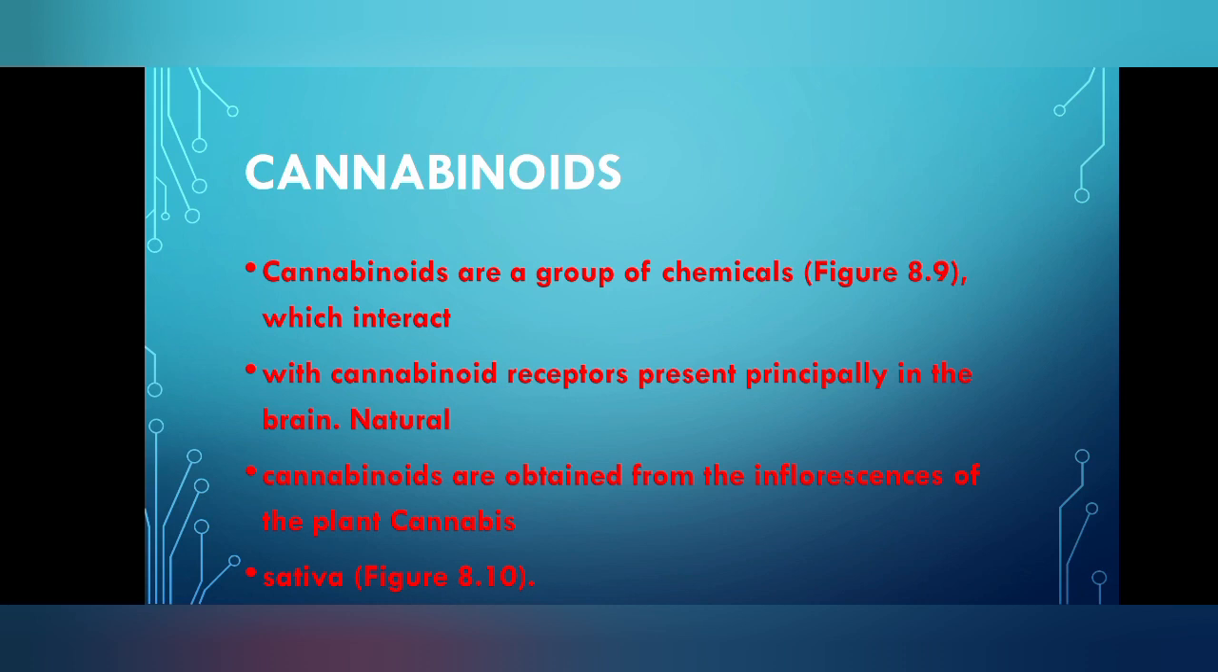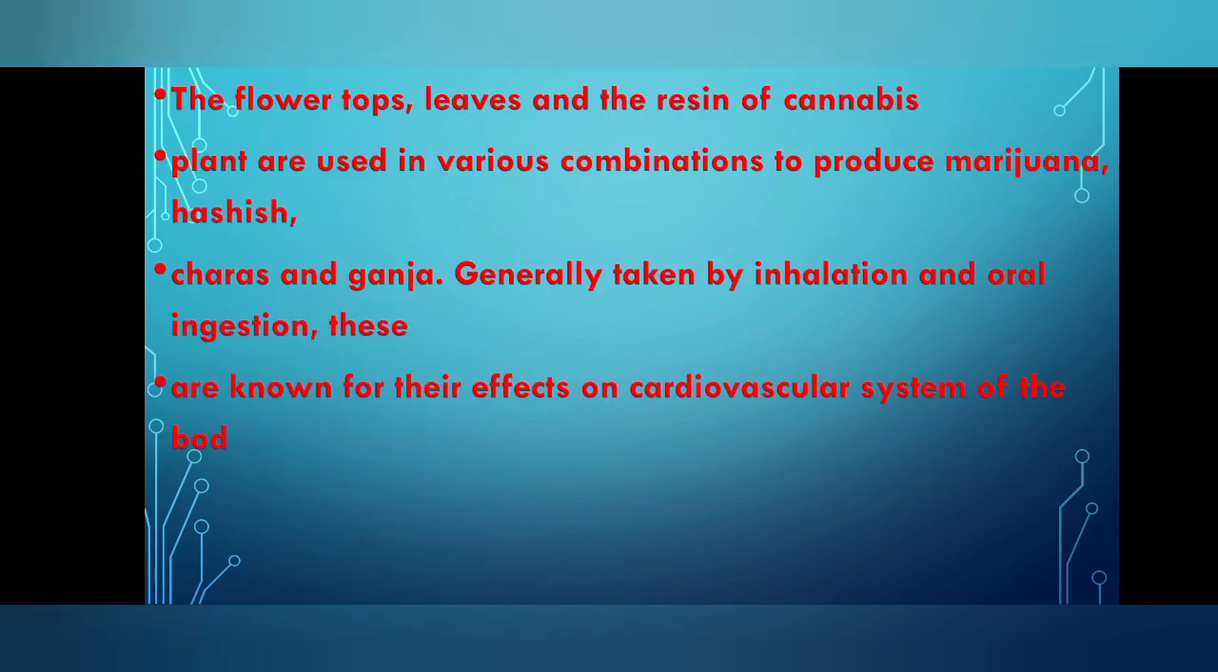After that, we discuss another drug, that is cannabinoids. Cannabinoids are a group of chemicals which interact with cannabinoid receptors present principally in the brain. Natural cannabinoids are obtained from inflorescence of the plant Cannabis sativa. The flower top, leaves, and the resin of the cannabis plant are used in various combinations to produce marijuana, hashish, charas, and ganja, generally taken by inhalation and oral ingestion. These are known for their effect on the cardiovascular system of the body.